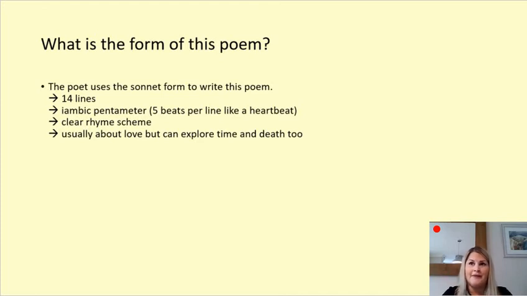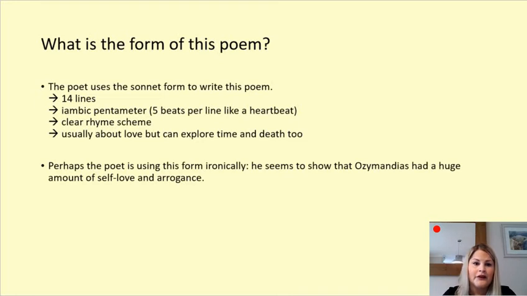So, "I met a traveller from an antique land." That's kind of how it's meant to be read. Sonnets also have quite a clear rhyme scheme, and they're usually about love, but they can explore time and death too. So we can think that perhaps Shelley is using this form ironically. He's kind of telling us that Ozymandias was full of self-love because he was so arrogant and egotistical.